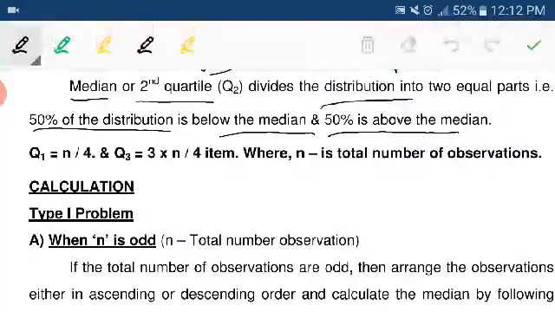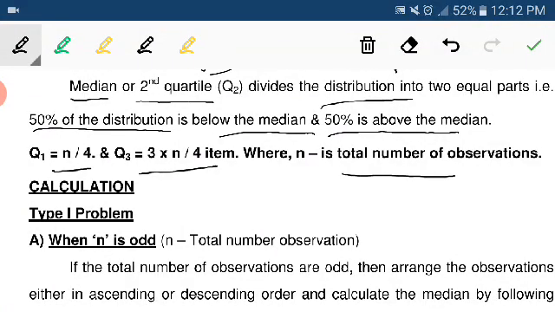Q1 is nothing but n by 4. Q3 is nothing but 3 times n divided by 4, where n is the total number of observations.